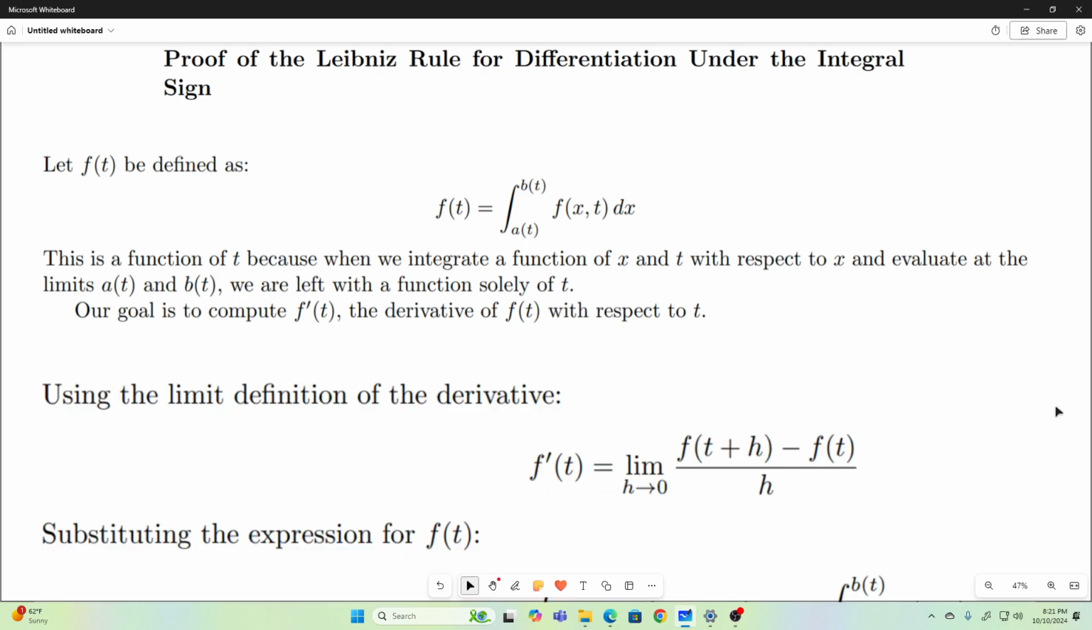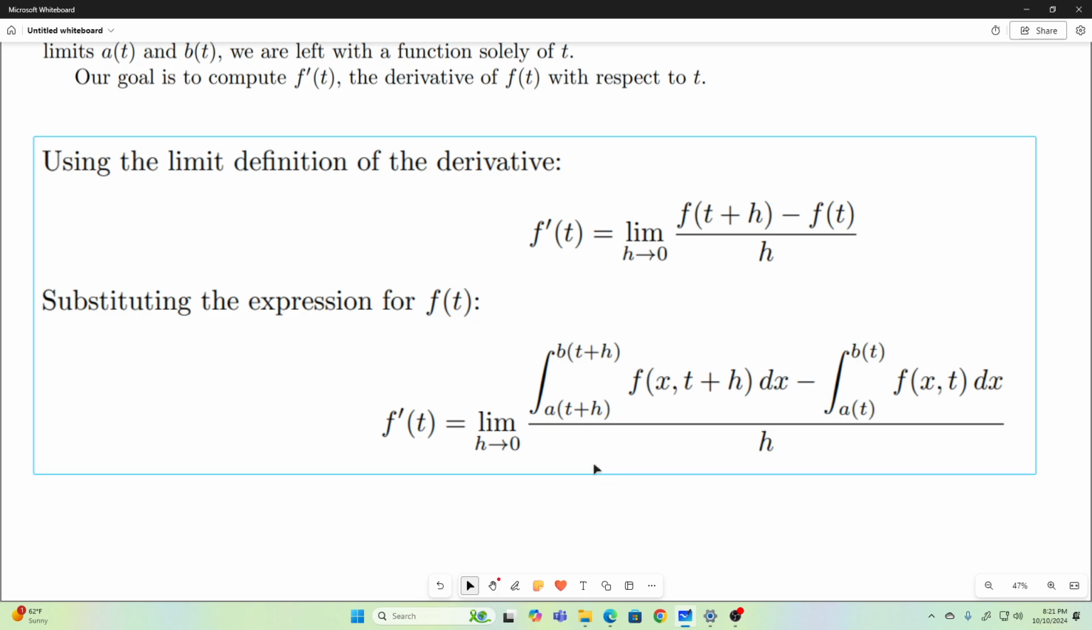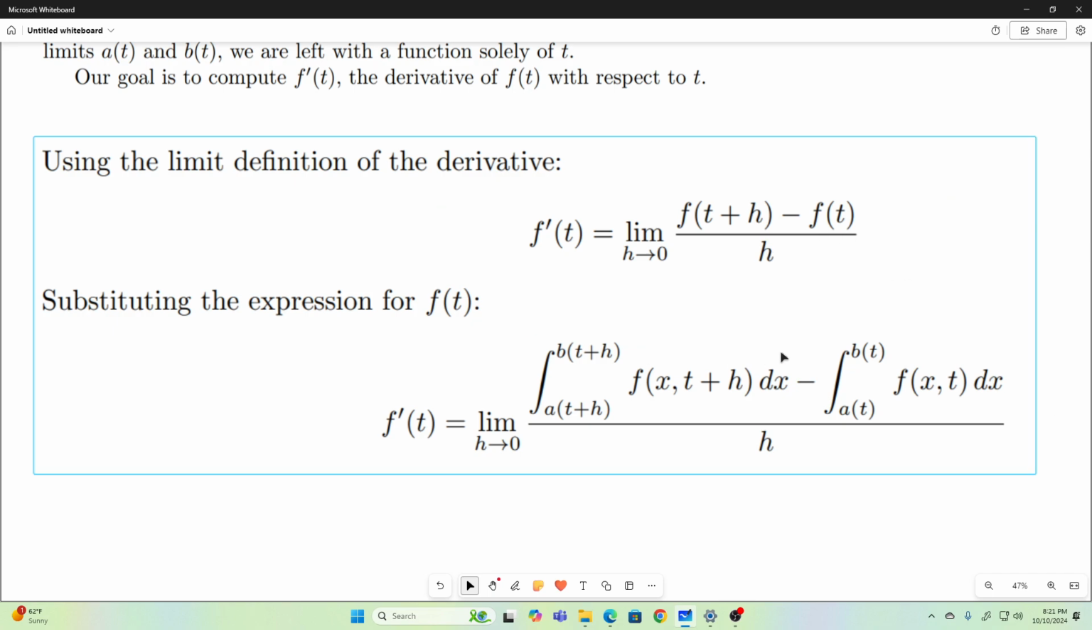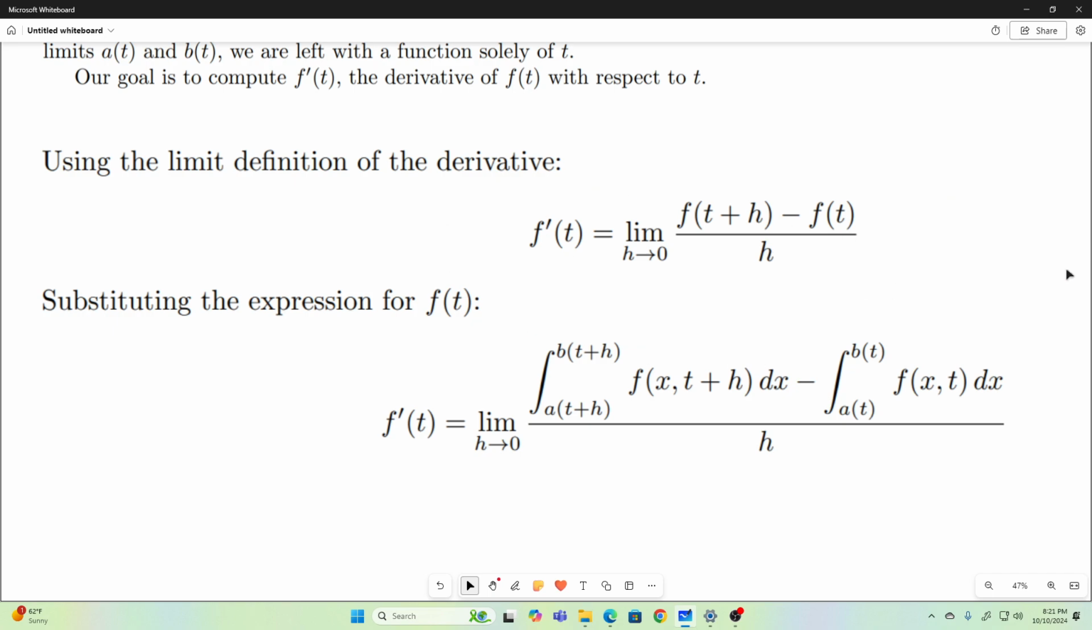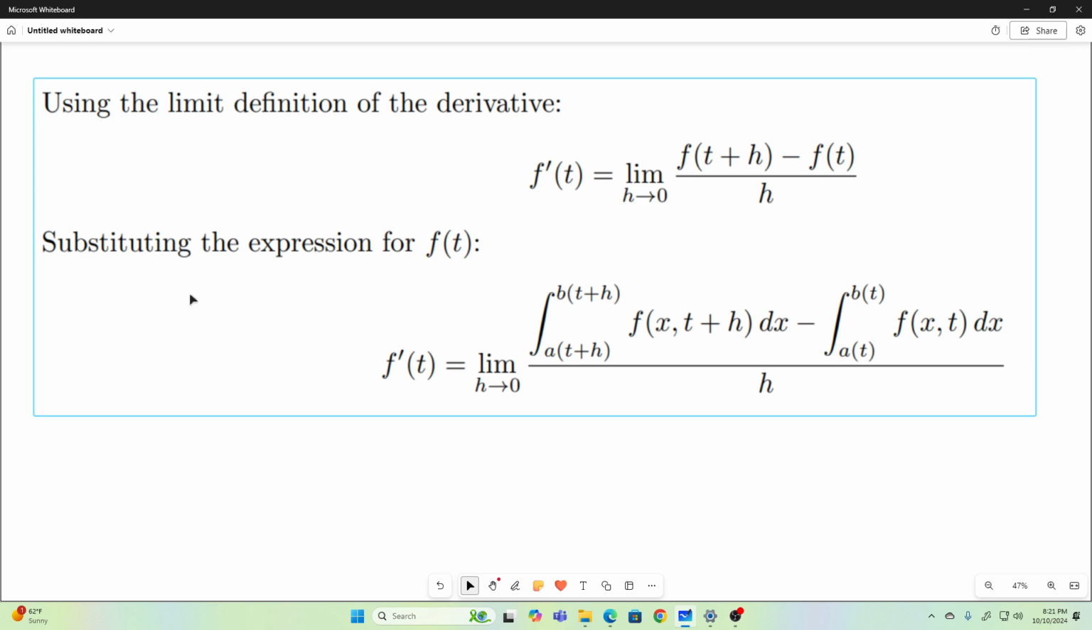All right. So the next step is we're just going to use basically the limit definition of a derivative. And we're going to substitute our f of t into that. So we'll get that f prime of t is equal to the limit. We'll get this. Okay, we're just using the limit definition of a derivative on our f of t, and we get this.